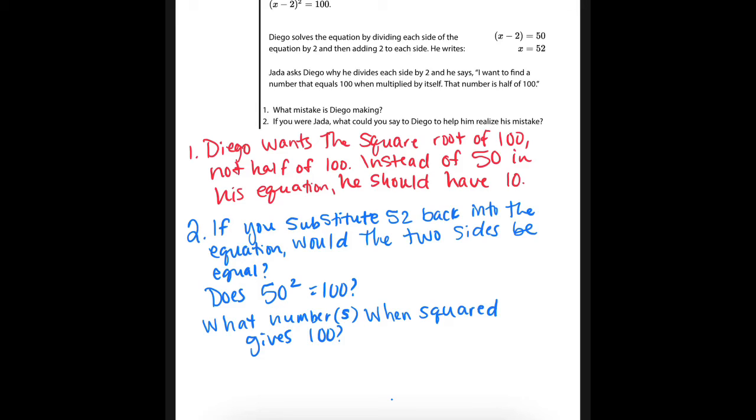That number is half of 100. What mistake is Diego making? He wants the square root of 100, not half of 100. Instead of 50 in his equation, he should have 10.